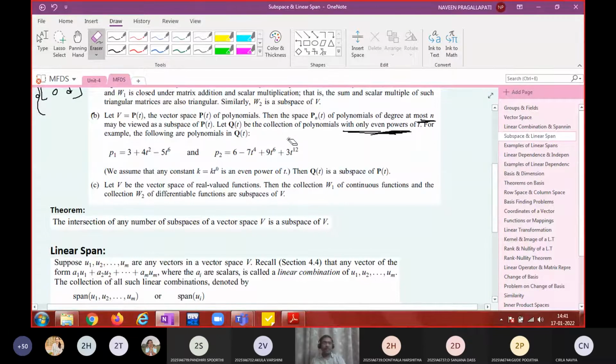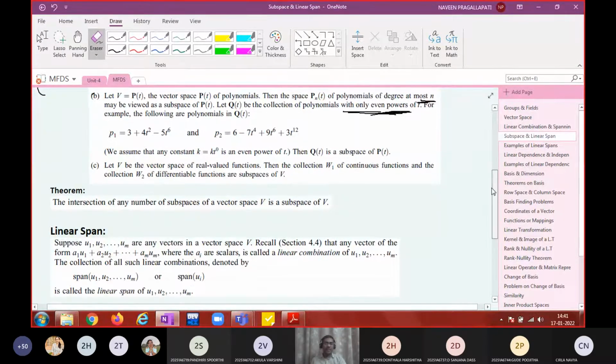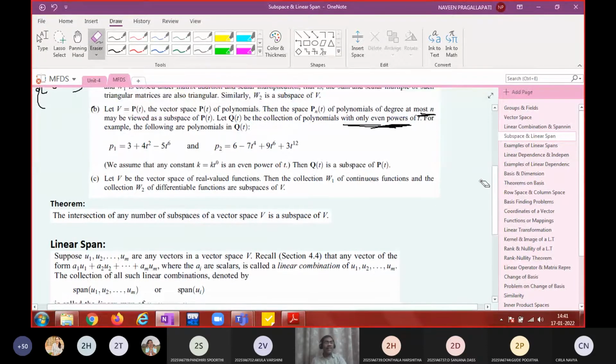The sum of two even degree polynomials is again an even degree polynomial. If you multiply an even degree polynomial with a scalar, again you will get an even degree polynomial only. So the set of even degree polynomials is going to form a subspace of the set of polynomials of degree less than or equal to n.